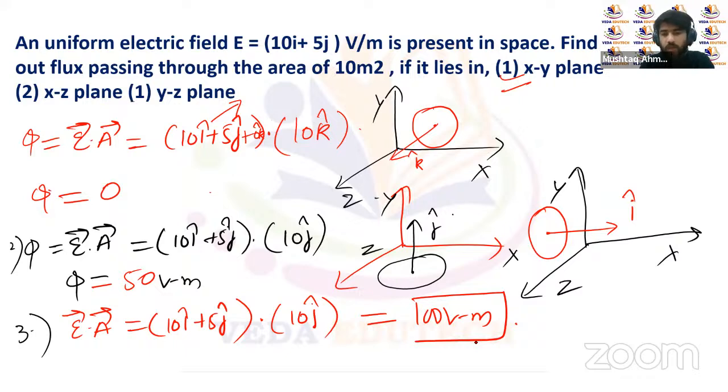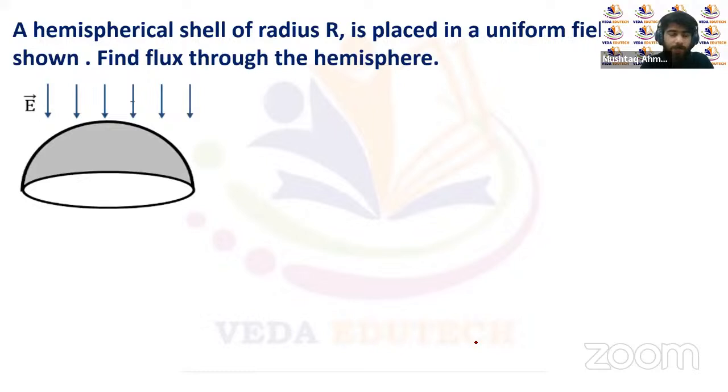So that's how we can calculate the flux for different cases. It's very important to know the direction of an area, or the area vector associated with a given area. Then only we can dot it with the electric field to calculate the total flux through the given area. Now let's move on to the next question.